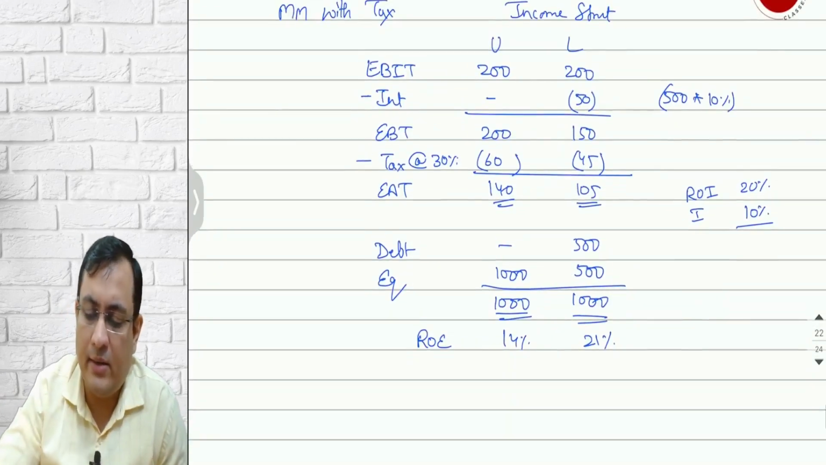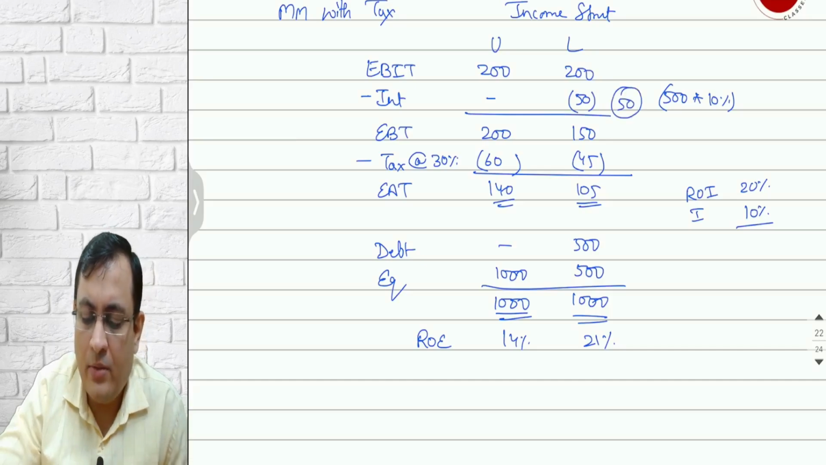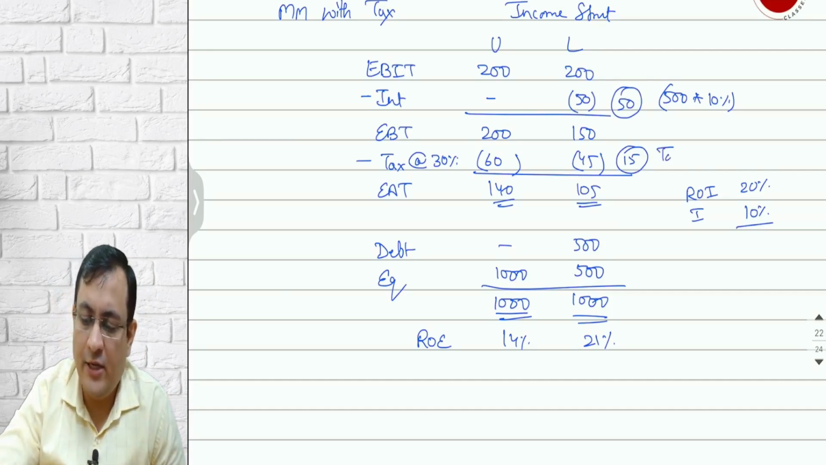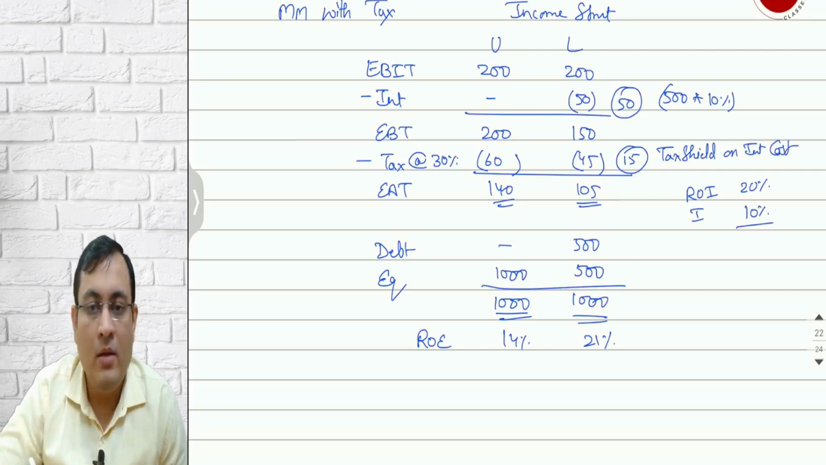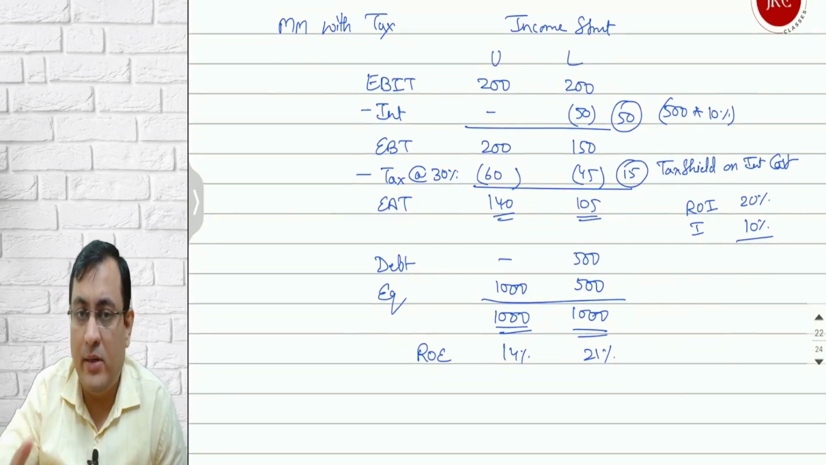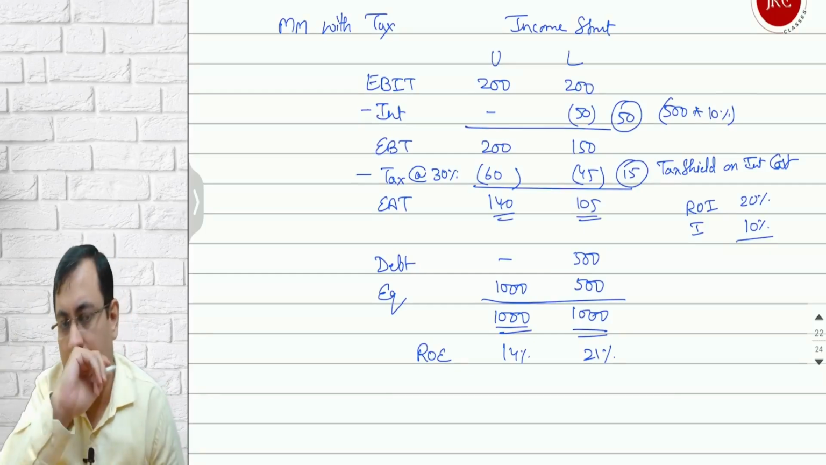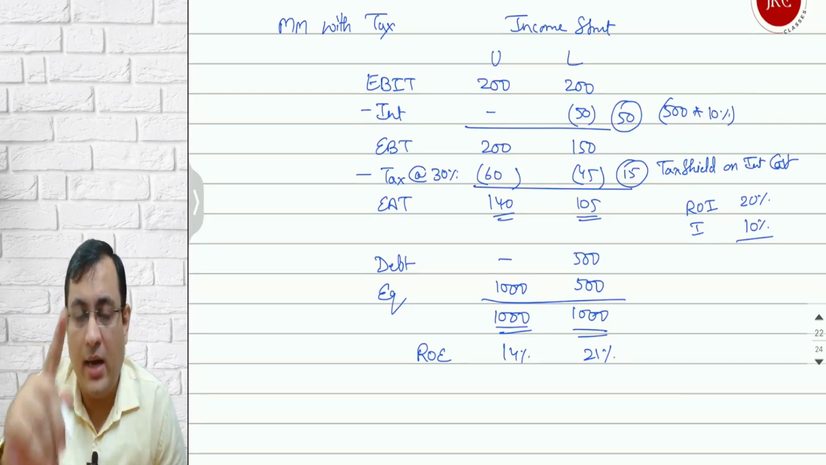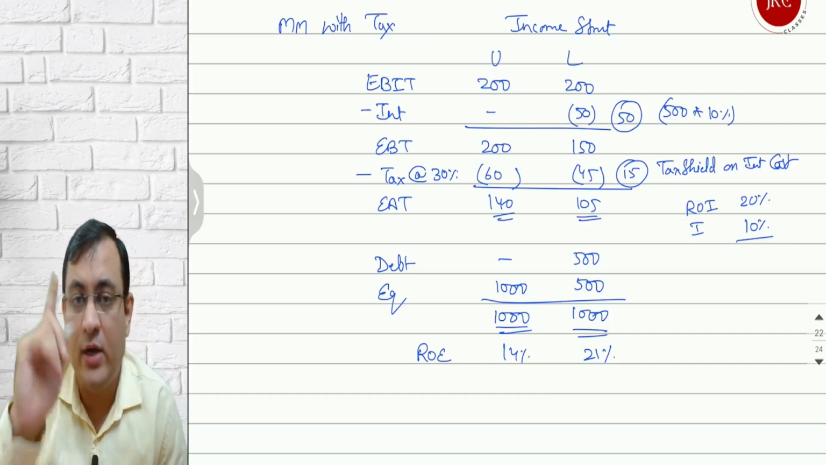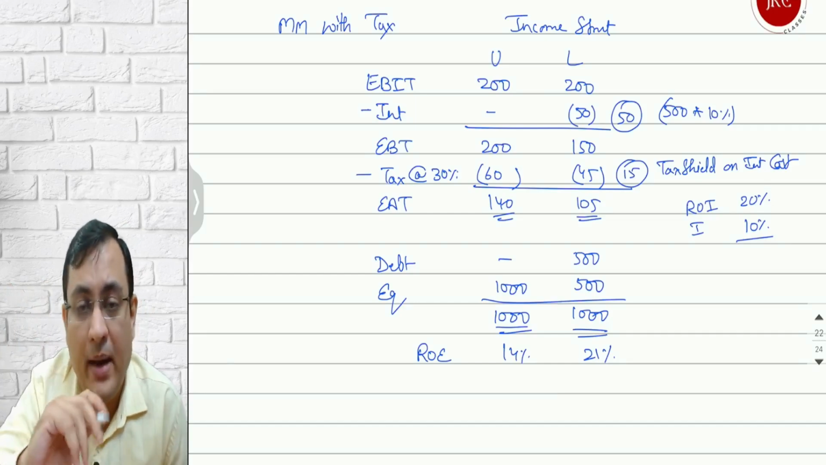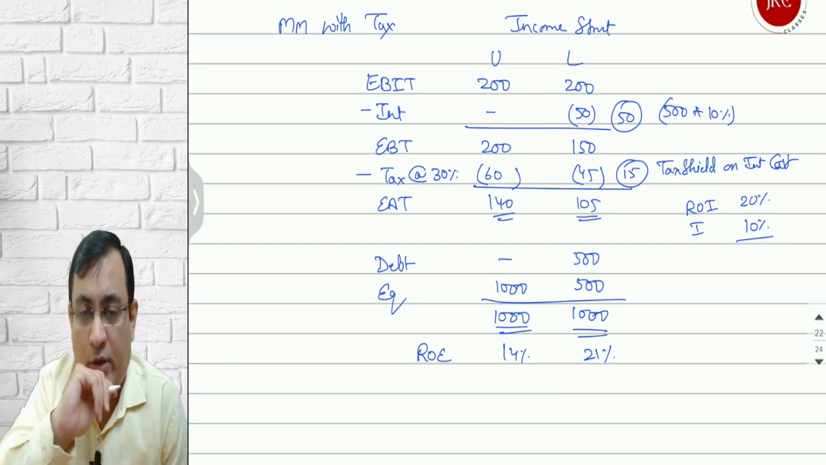So again, going back to the theory. What we see there is that there is a cost of 50 rupees, but at the same time, there is a benefit of 15 rupees. There is a tax shield on interest cost. The tax shield on interest cost is received by company L, and this shield will be received every year till perpetuity. So company L has an additional advantage of 15 rupees, which will be distributed to its investors, debt and equity combined, till perpetuity.